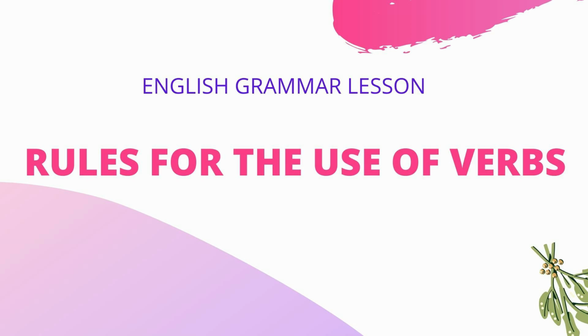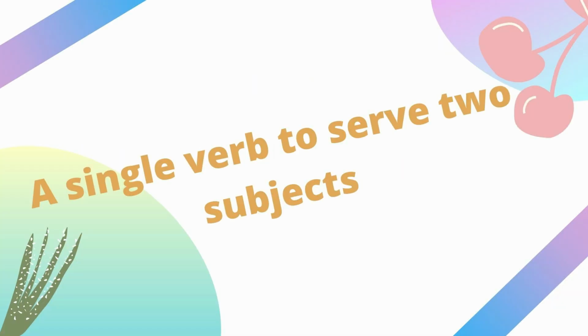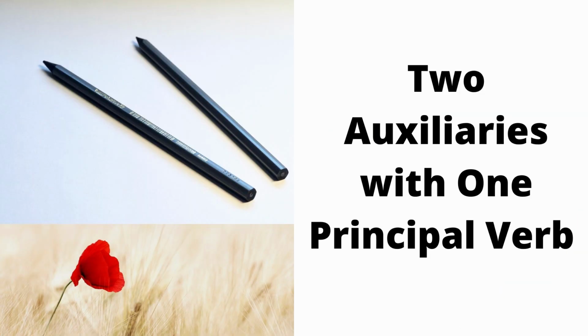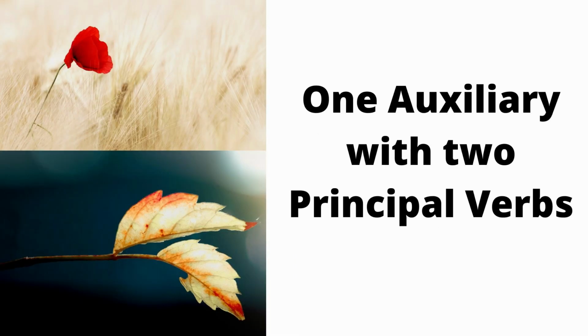I am Dr. Madhuri Goswami and in this video lesson we are going to take up some important grammar rules which are commonly mistaken, and these rules are related to the use of verbs in English grammar. For example, if in a sentence we have a single verb and two subjects, then what should we do? And if there are two auxiliary verbs with one principal or main verb, then in that condition, which rule is applied? Or if we have one auxiliary verb with two principal verbs, in that condition, what should we do?